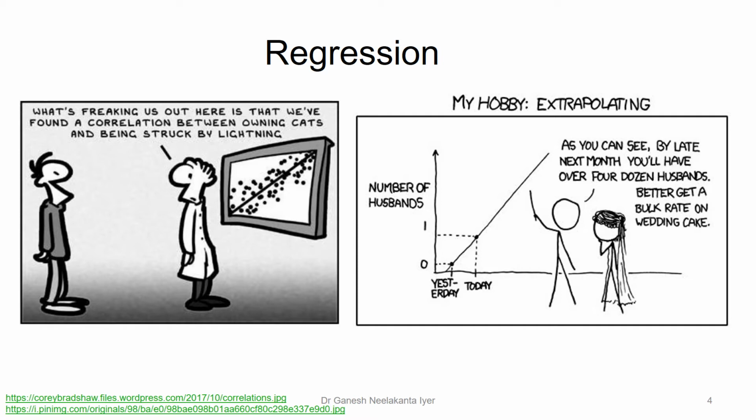Or say this funny example. Yesterday, no husbands, today she got married. So today there is one husband. So as you can see, if you extrapolate this, what will happen? By late next month you will have over a dozen husbands. Funny, isn't it?